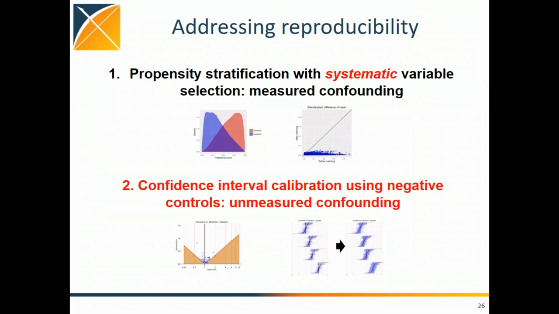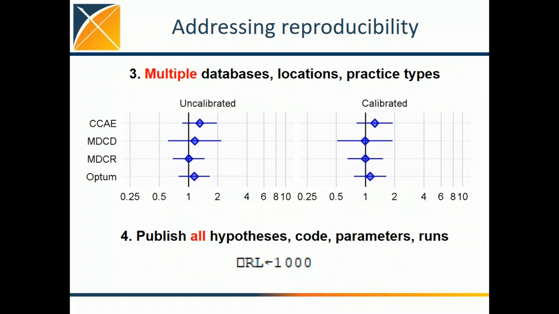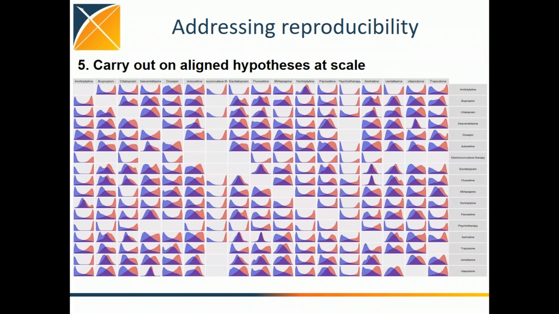So what does Odyssey do? Well, it uses modern methods of causal analysis, 60,000 variables. It does something no one else does yet, controlling unmeasured confounding through negative controls. It uses a lot of databases, as you already saw, and it publishes everything. That's a random number seed for one of our studies. So tell everyone everything so they can actually reproduce your study. And then do a lot of hypotheses at once.